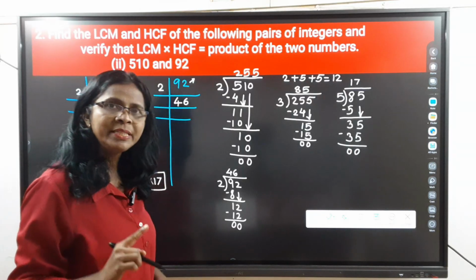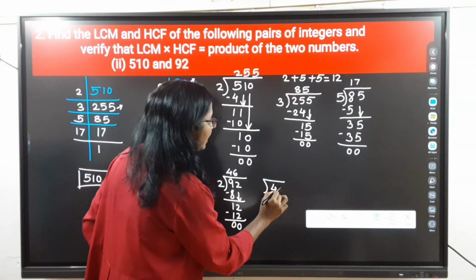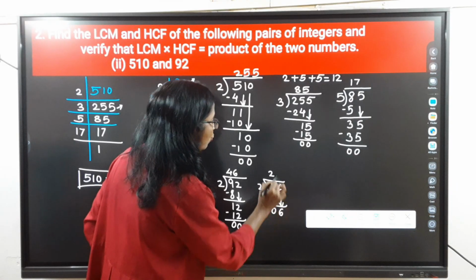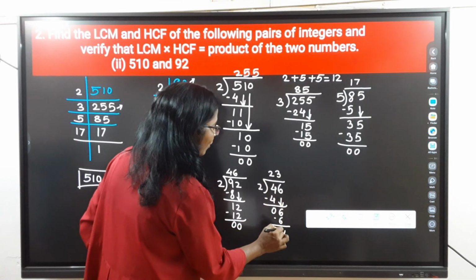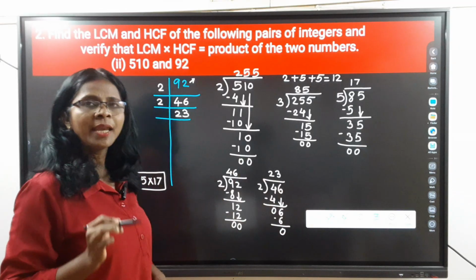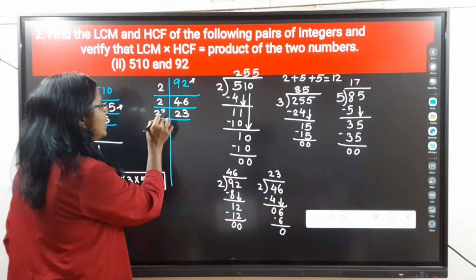So this number is divisible by 2. So here 46 divided by 2. 2 2s are 4 and 0, here 6. So 2 3s are 6. Okay students, so here we get 23 and here 2. So now 23 is a prime number. So we write 23 ones are 23.